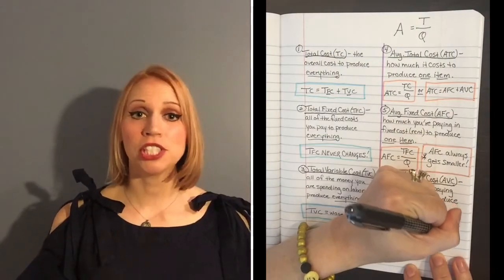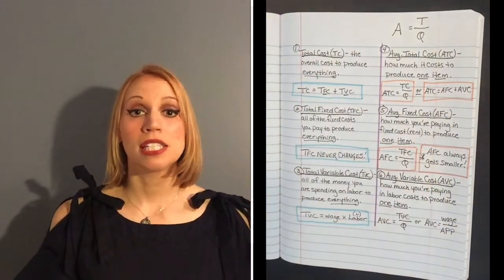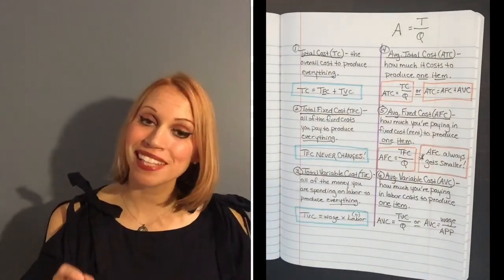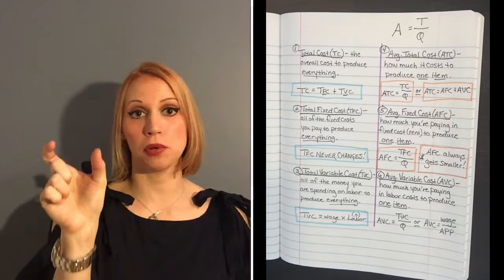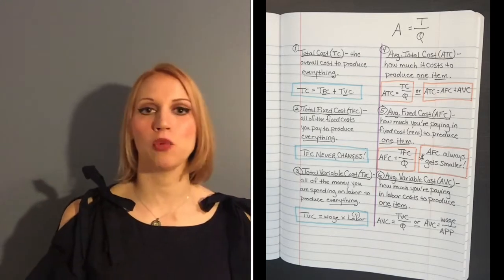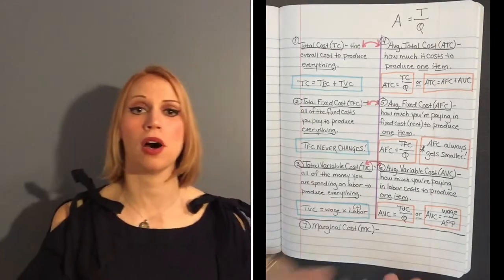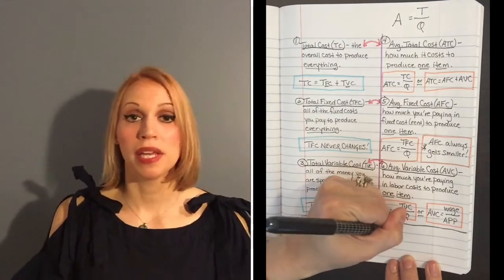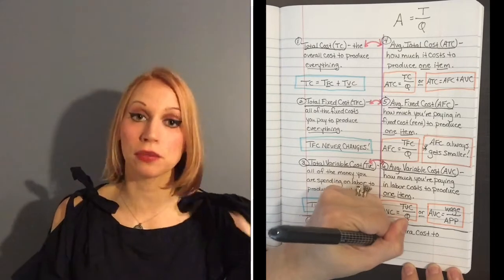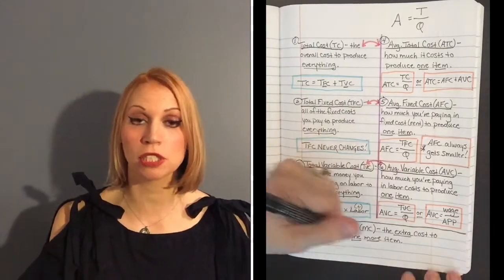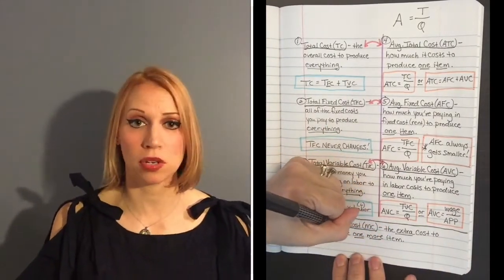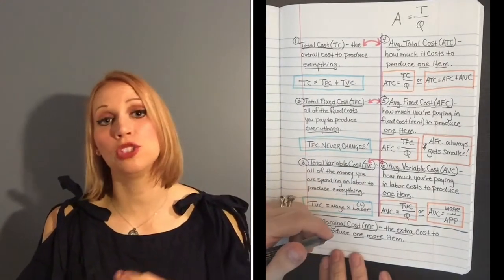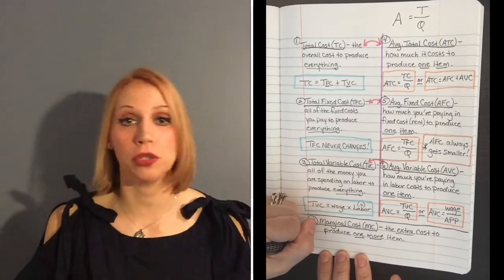Now, any average is total divided by quantity. So if we're trying to find average variable cost, then we're just going to take total variable cost and divide that by quantity. So we're going to keep our variable cost terms together. Now, finally, our last cost term is marginal cost. So notice how we had 3 total terms, we had 3 average terms, and our last one is marginal cost. So marginal cost is how much extra it costs to produce one more unit of output.